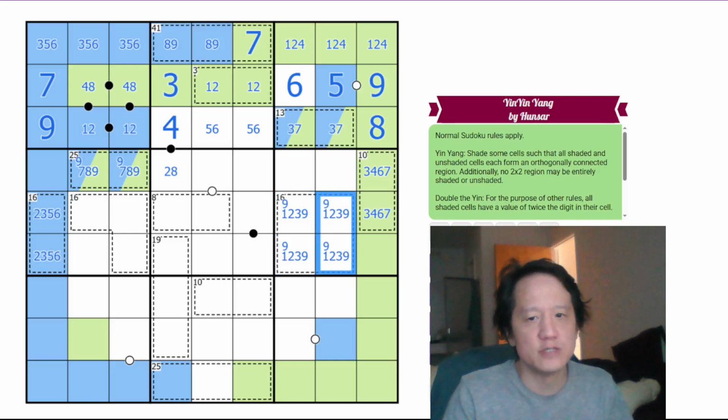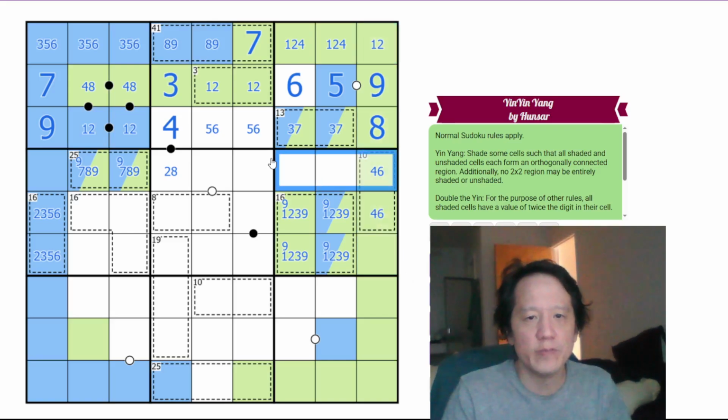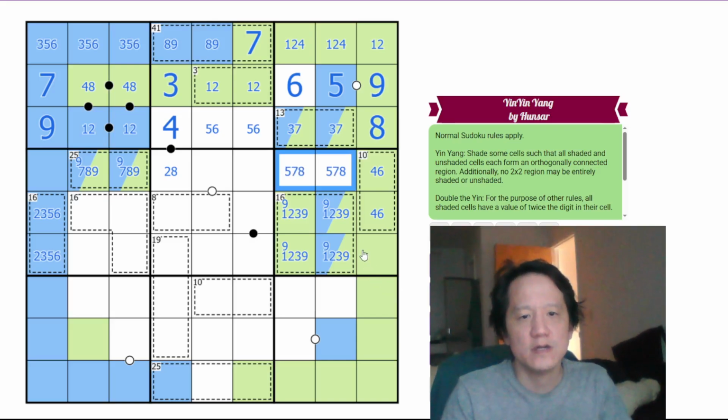One of these two has to be doubled. So these are both non-doubled. So we have a blue and a green here. We don't know which. This cannot be 3 and 7. This has to be 4 and 6, which eliminates 4 here. The remaining digits in this box have to be 5, 7, and 8. So 5 cannot be here. This is 7 or 8. One of these is 7.